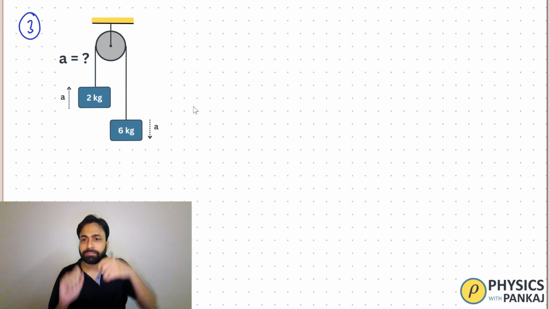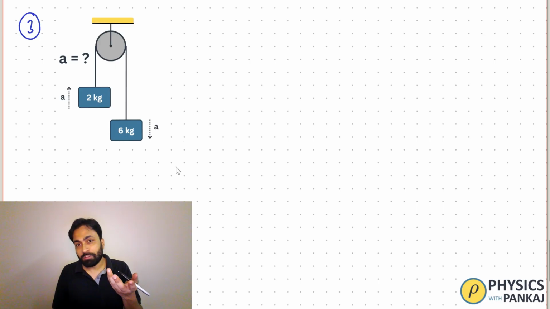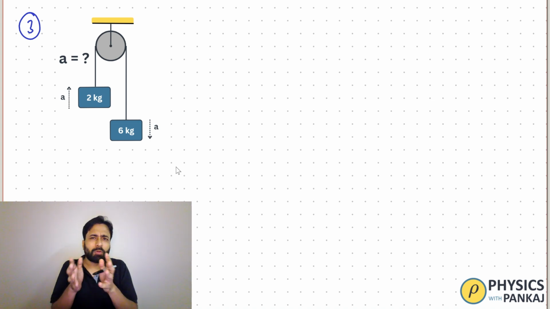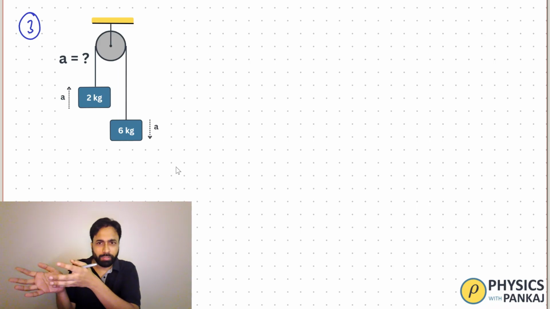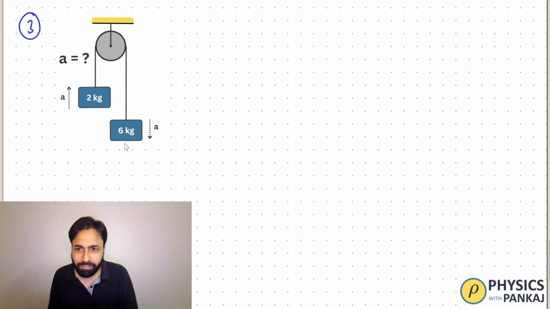If you want to solve this problem with your usual long and boring method, the method remains almost the same. You make the free body diagram of the 6 kg block and the 2 kg block. If you identify the forces, the force on the 6 kg block is 60 newton downwards, that is 6 times 10, and a tension upwards.